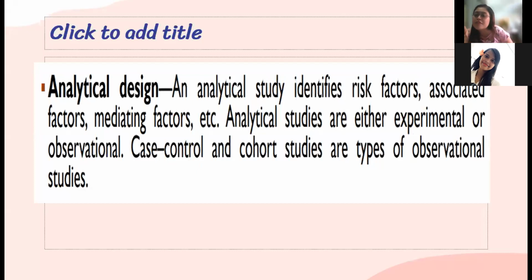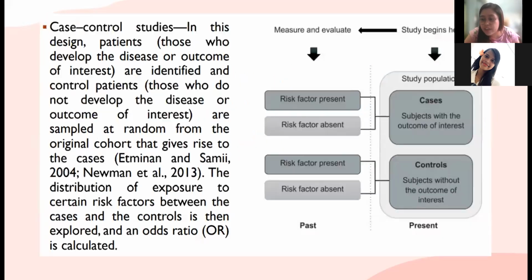Now, para sa observational na studies class, meron tayong dalawang klaseng analytical design. Specific ha, analytical design ito pero under siya sa observational. Ang tawag sa kanila, case control and cohort studies. Now, paano nag-differ ang case control and cohort studies? Let's start with case control.